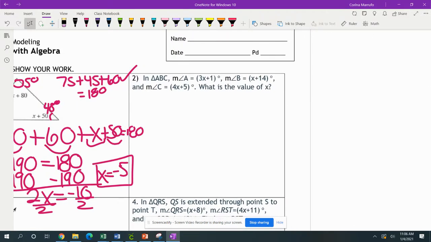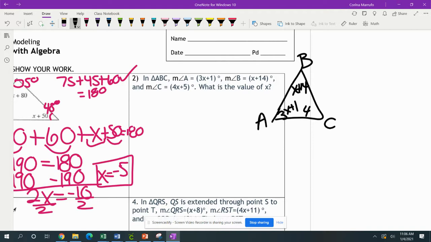The next one does not give you a picture, so remember when you don't get a picture, you need to draw it yourself. So I'm going to draw a triangle A, B, C. Here they give us the measure of angle A is 3x plus 1, the measure of angle B is x plus 14, and the measure of angle C is 4x plus 5. They want us to find the value of x. So we add them all together: 3x plus 1 plus x plus 14 plus 4x plus 5, and they should all equal 180.